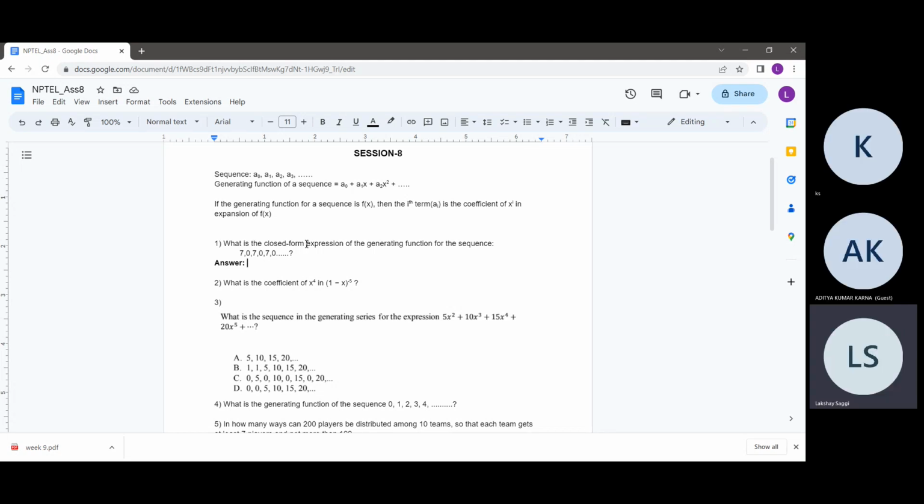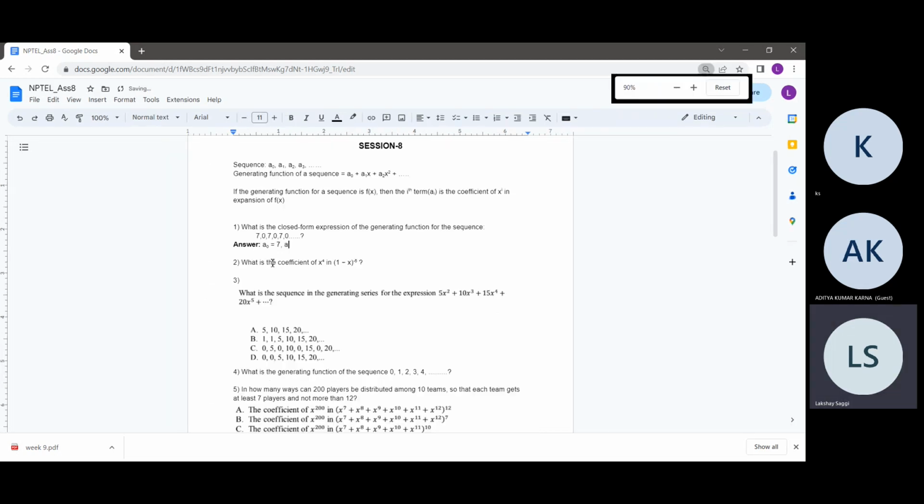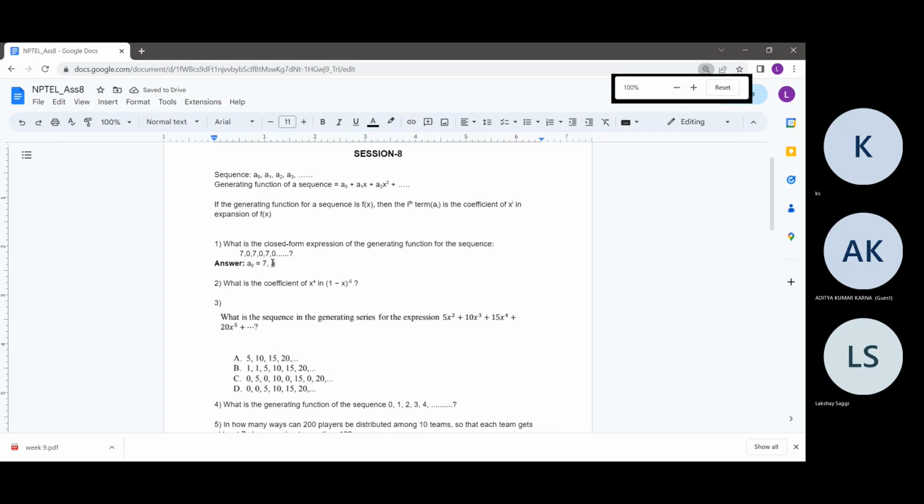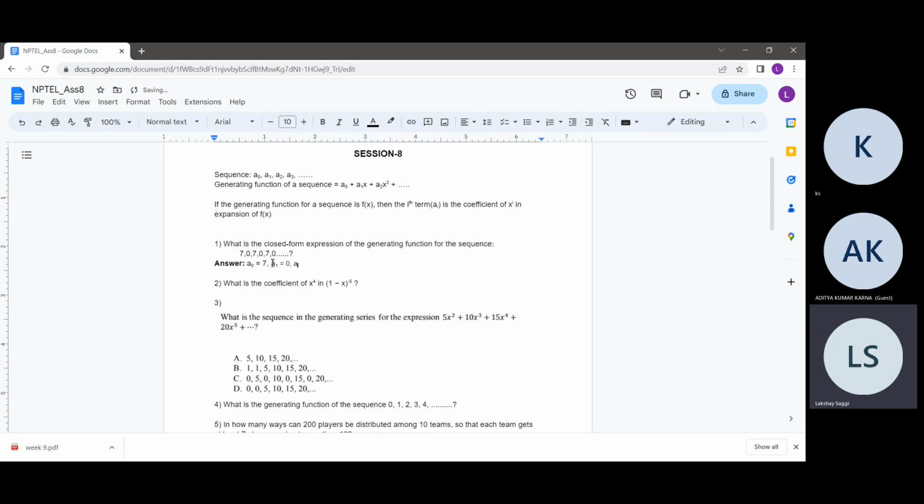Here we need a closed form expression for the generating function, but first, let's write out the generating function in the expanded form. What will be the expanded form? As we can see, a0 is given to us as 7, a1 is given to us as 0, and similarly a2 is given to us as 7. And this pattern repeats, the 7, 0, 7, 0 pattern repeats.